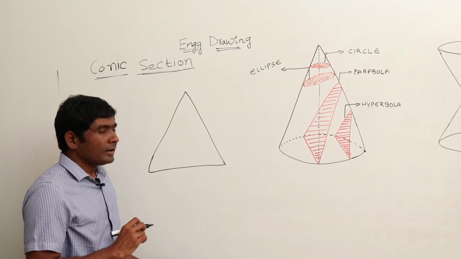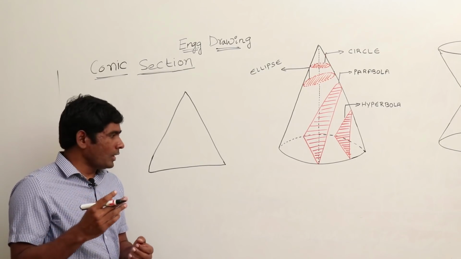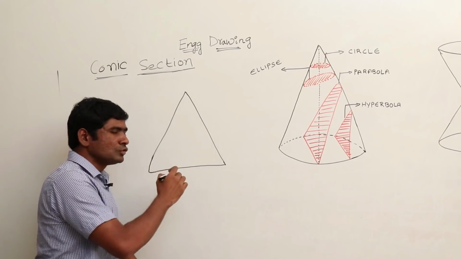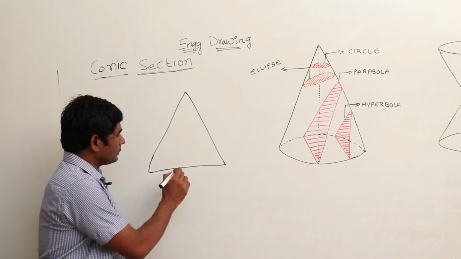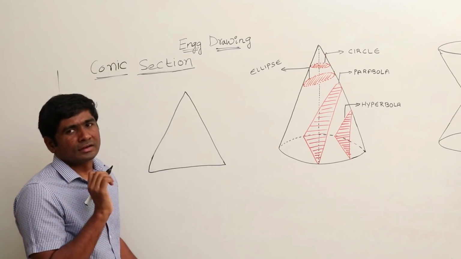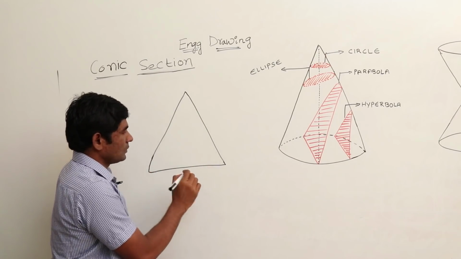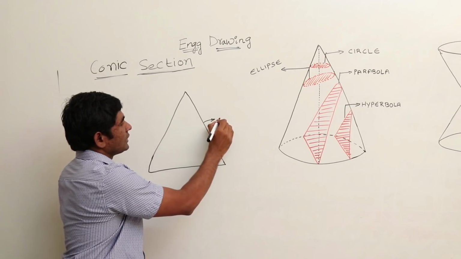Can we cut any cone? I mentioned that we need to cut the cone using a plane, and when I say cone, that is a right circular cone. So what is a right circular cone? For example, this is a general cone, and in this general cone, this is called a generator.